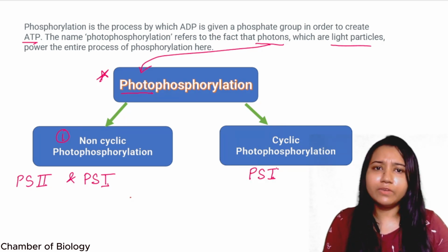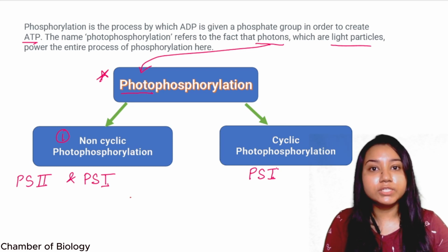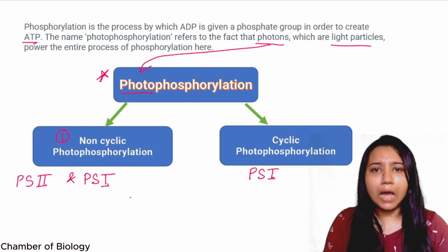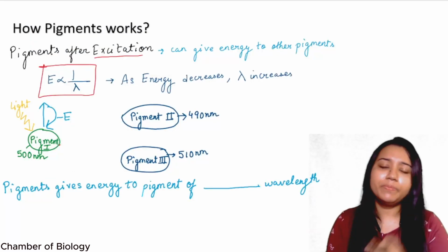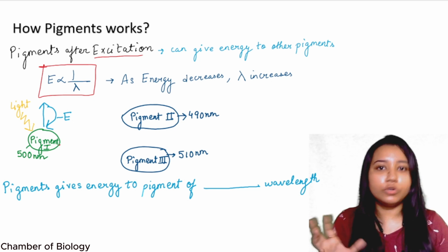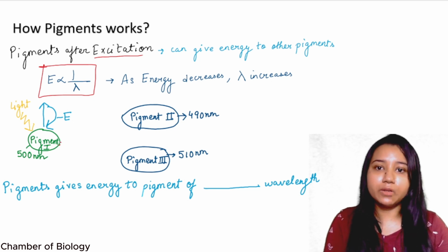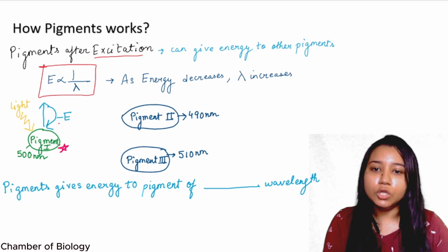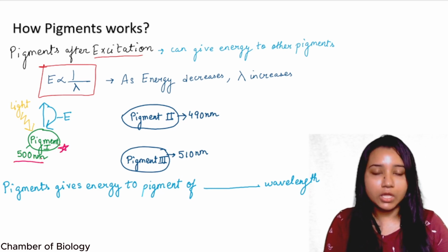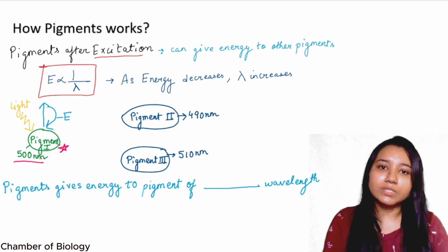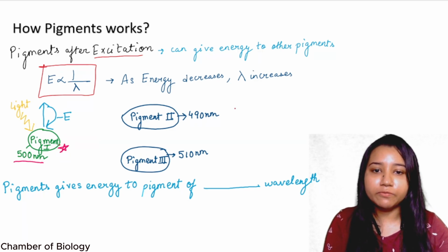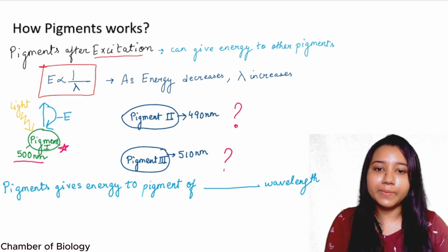Now, we all know that this photosystem has pigments and a reaction center, right? But how do they work? And how do pigments work after they are excited? Let's say there is a photosystem and there is a pigment, let's say pigment 1. Pigment 1 has a wavelength of 500 nanometers. So it is going to transfer the energy to which pigment? Is it going to be pigment 2 or pigment 3?